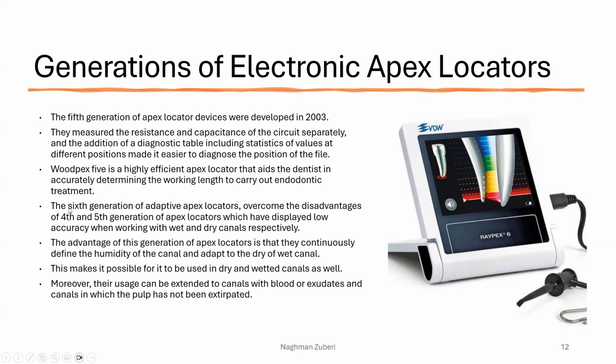endodontic treatment. The sixth generation of adaptive apex locators overcome the disadvantages of the fourth and fifth generation of the apex locators, which have displayed low accuracy when working with wet and dry canals respectively. So the advantage of the sixth generation of apex locator is that they continuously define the humidity of the canal and adapt to the dry or wet canal. So this makes it possible for it to be used in dry and wetted canals as well. Moreover, their usage can be extended to canals with blood or exudates and canals in which the pulp has not been extirpated.